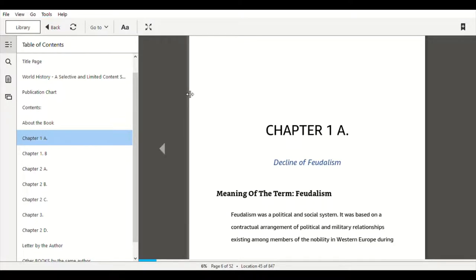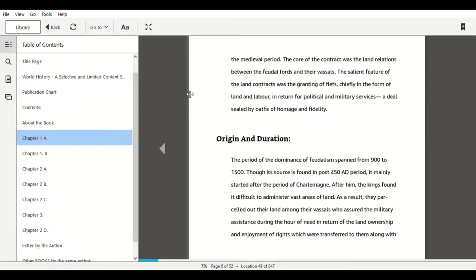Chapter 1A. Decline of feudalism. Meaning of the term feudalism. Feudalism was a political and social system. It was based on a contractual arrangement of political and military relationships existing among members of the nobility in Western Europe during the medieval period.